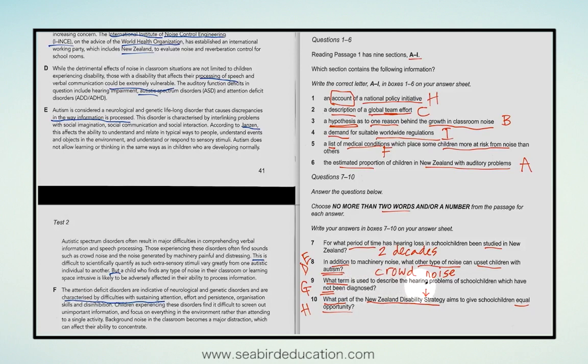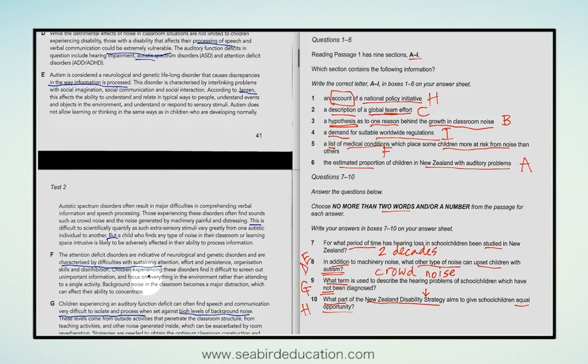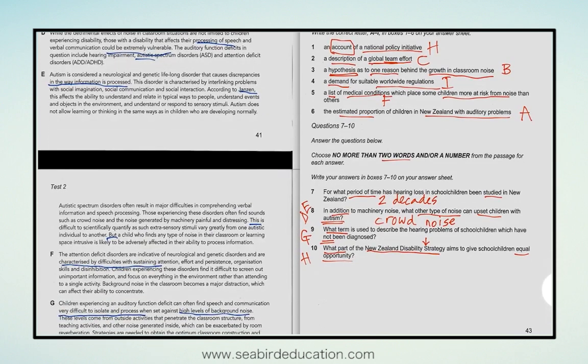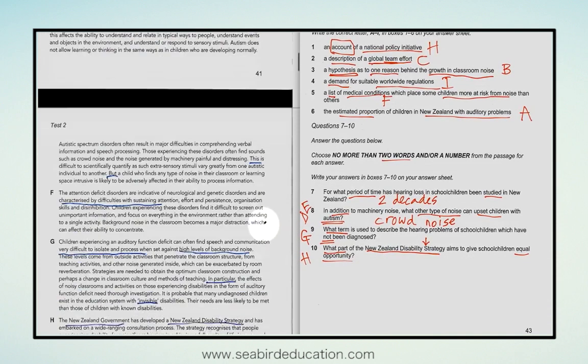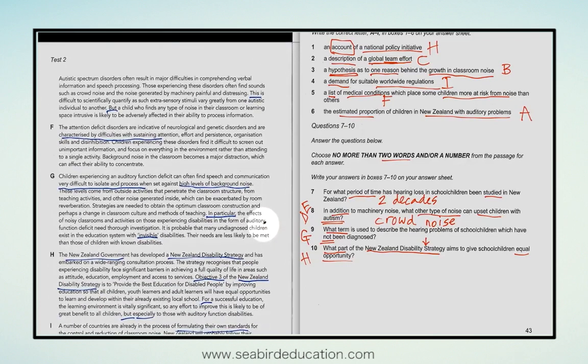What term is used to describe the hearing problems of children who have not been diagnosed? We say that's G because, oops, sorry, what's happening? So G. What term is used to describe the hearing problems of children who have not been diagnosed?